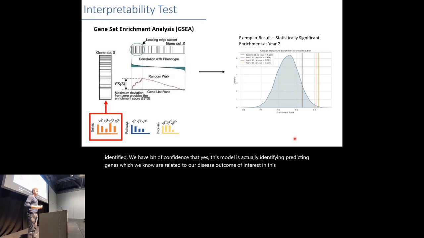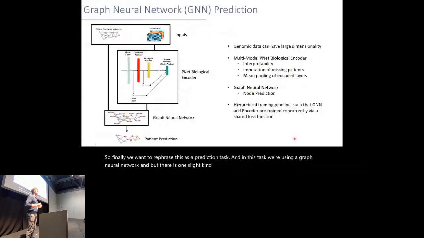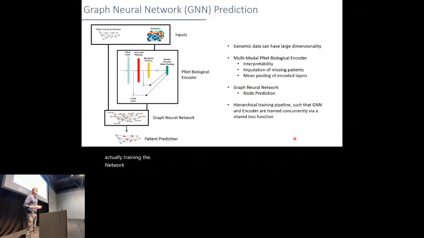So finally, when we want to rephrase this as a prediction task, we're using a graph neural network, but there is one slight variation on that. In this case, it is actually training the graph neural network in a kind of hierarchical training structure. What that means is we're performing backpropagation through the network, so that's guiding what features we want to try and identify as informative, but also through our deep learning architecture at the same time.